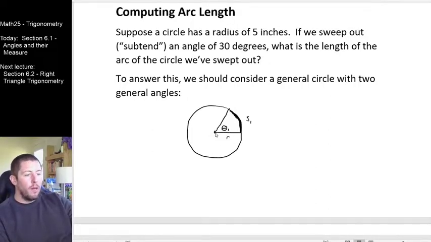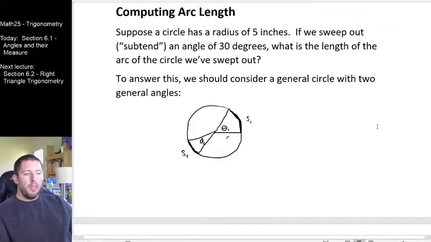Now I'm going to draw another one on the same circle so we can make a little bit of a comparison. Notice that this angle is smaller, and consequently, the arc length itself is also smaller. So I'll call that theta2. Now it's a little small there. And we can call this S2. It's our second arc length.